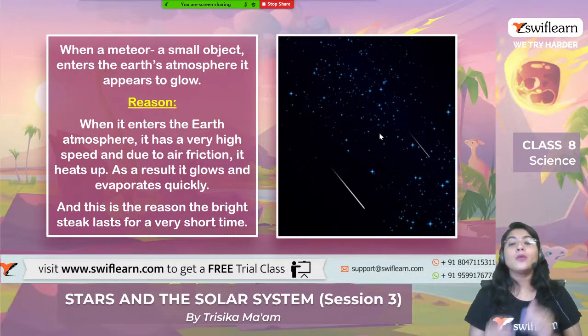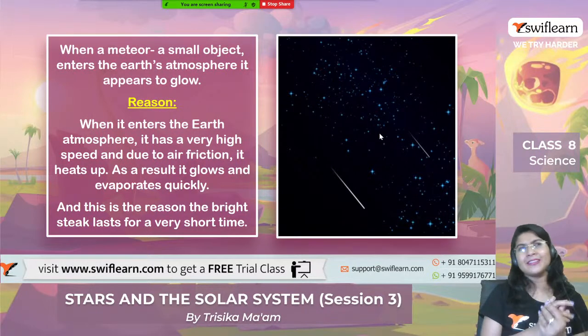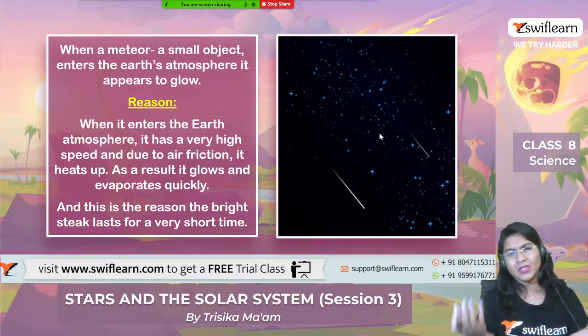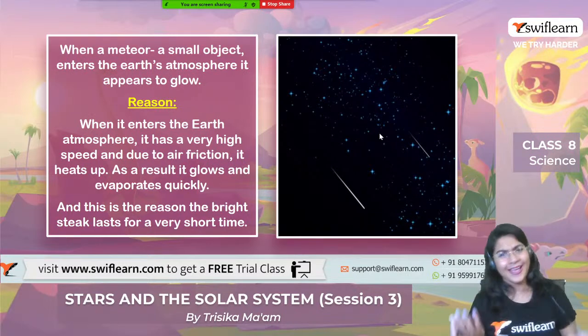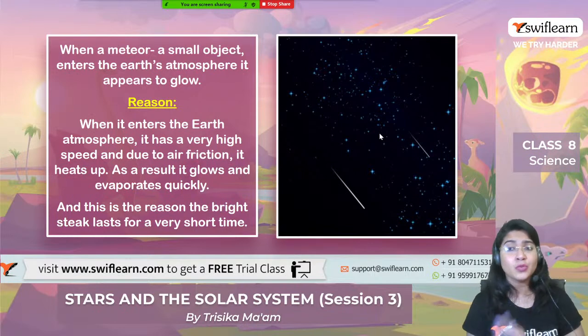Clear? Now, why do you think that these, which are also made up of rocks and different debris or remnants of rock particles like the asteroids, glow? Or we can say they appear to glow. Why is it so? Any idea? Anybody?